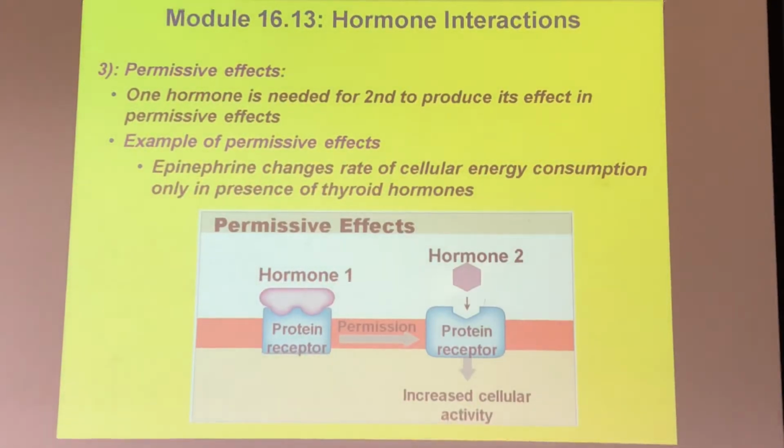The third one is permissive, meaning one hormone is needed for the second one to react. So for example, you need the permission of this hormone and only then will this hormone work. So that's why they are called permissive. An example is epinephrine changes the rate of cellular energy consumption only when thyroid hormone is there.